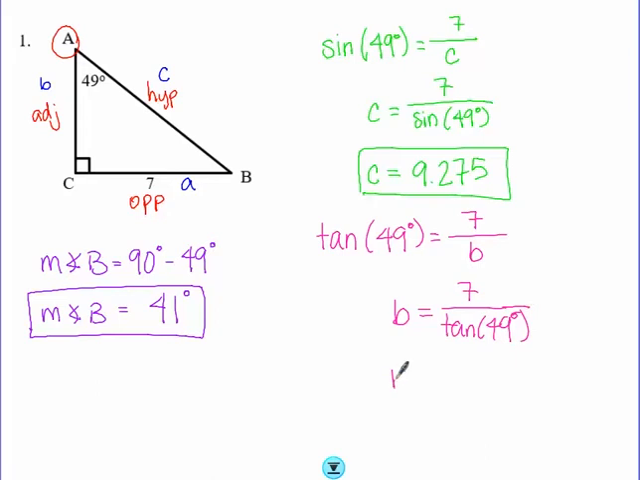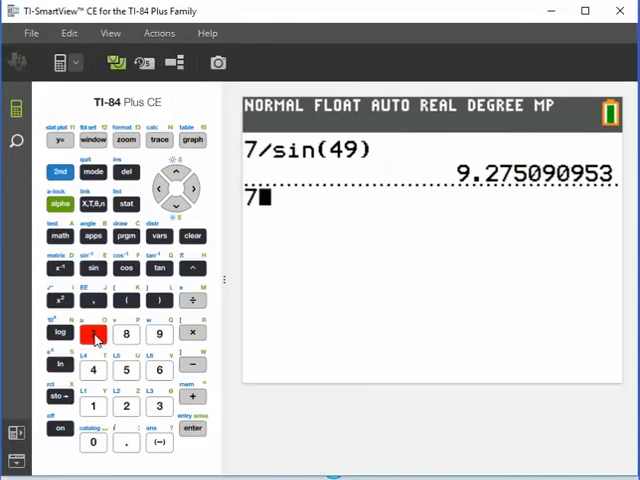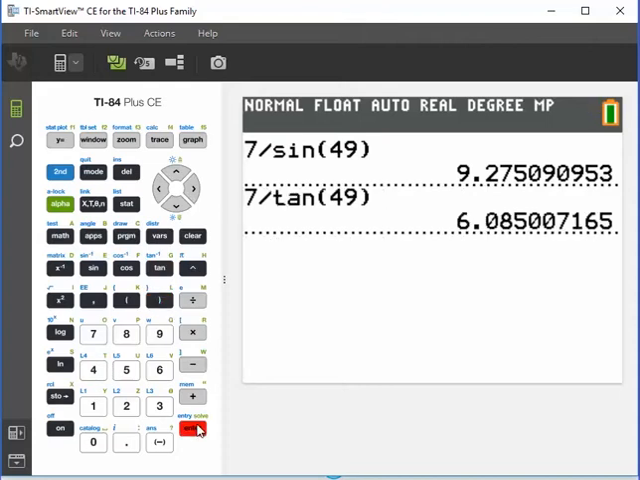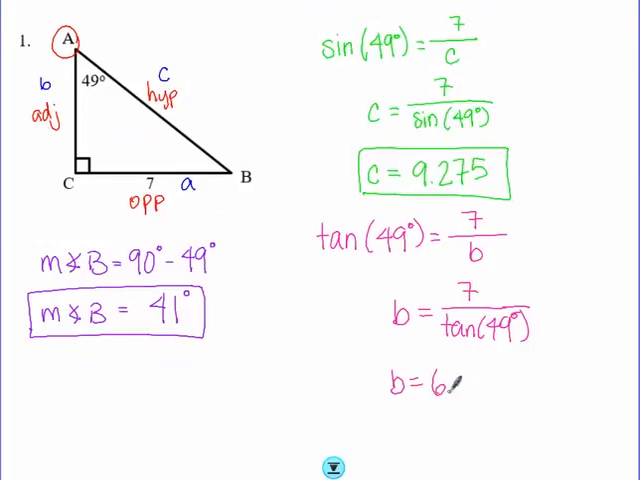And then if I plug that in my calculator, and round to 3 decimal places, I get 6.085. Now I have found all angles and sides, so I have solved this triangle.